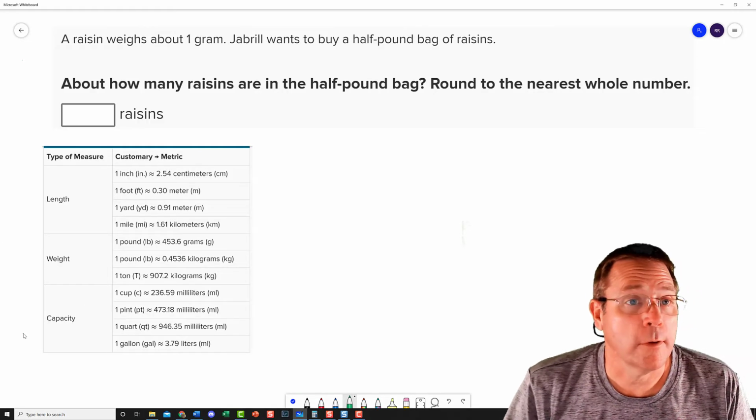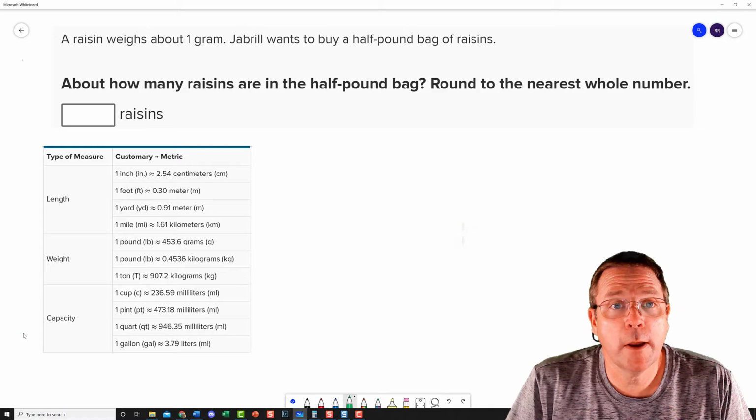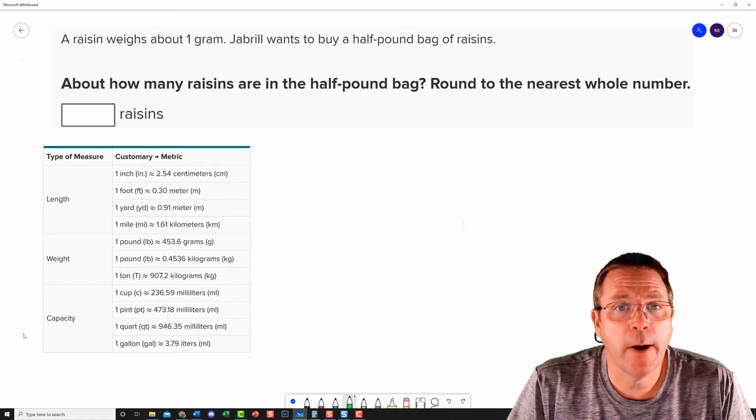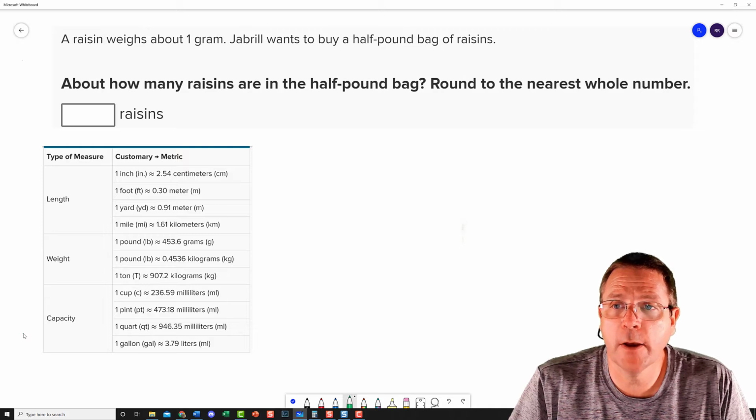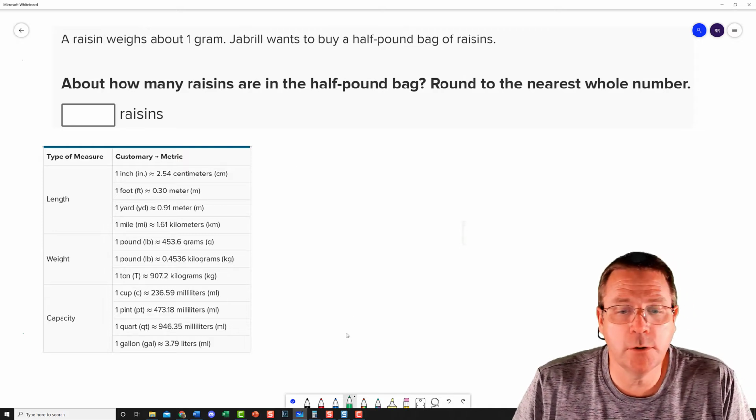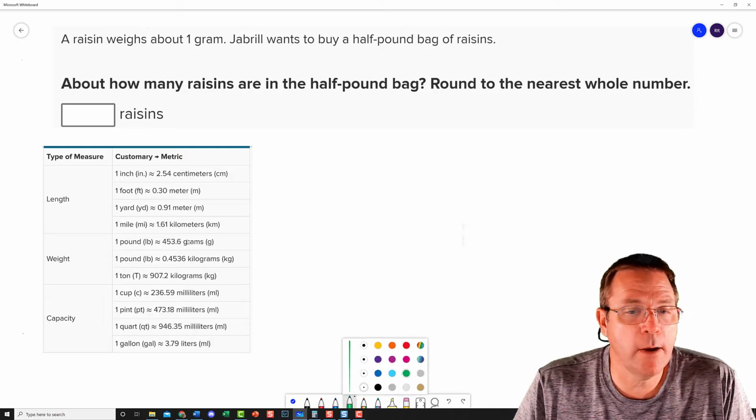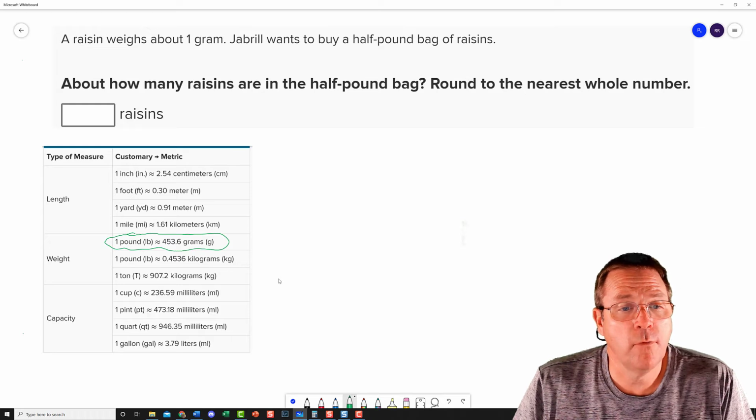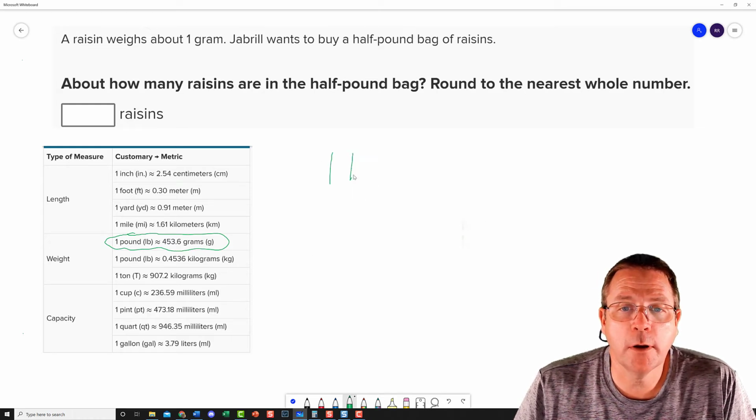Alright, let's take a look at this. A raisin weighs about 1 gram. Jabril wants to buy a half-pound bag of raisins. About how many raisins are in a half-pound bag? Well, the first thing I need to do is figure out how many raisins are in a pound bag. And you can see we've got a conversion factor that says 1 pound is equal to 453.6 grams. So my target is going to be 1 pound of raisins.